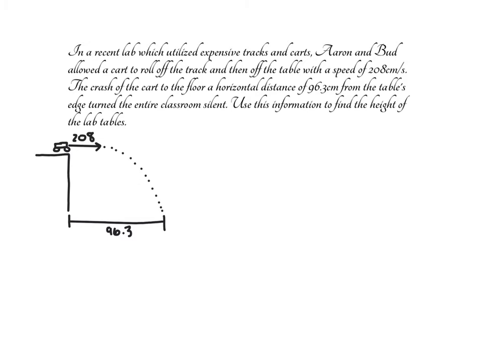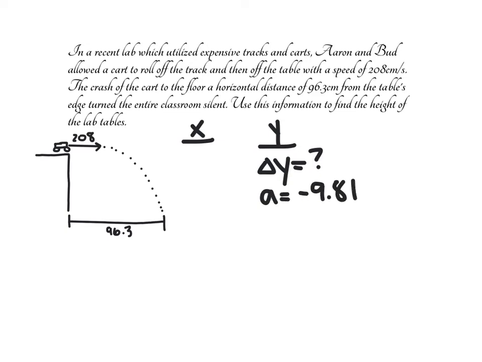So I drew a picture, and then the next thing I'm going to do is create my x and y charts so that I can write down what I know. I'm looking for the height of the table, so I'm looking for my change in y. In the y direction, I also know that the acceleration is negative 9.81. And I know that the initial velocity is 0 because this is a horizontal launch problem.